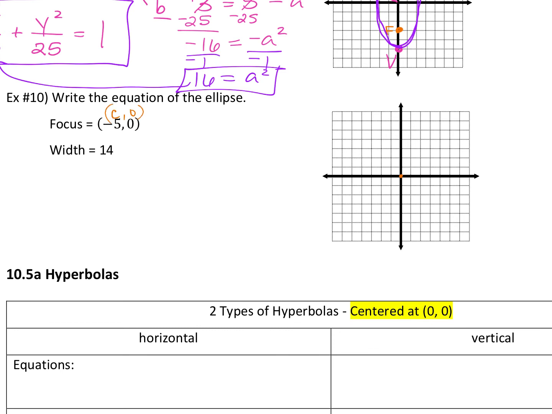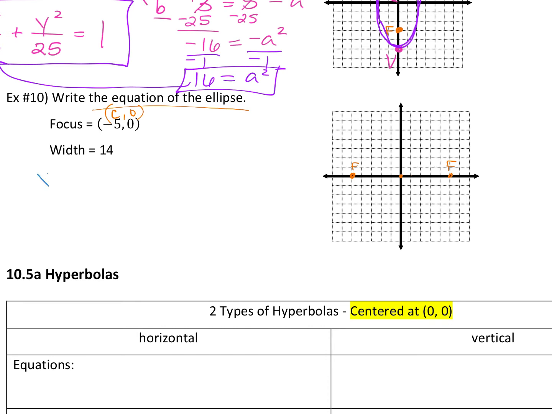So 5 or -5, it doesn't really matter what you plug in, because when you square it, it's going to become positive. So you can just plug in a 5. -5, 0, 1, 2, 3, 4, 5. Puts one focus here. 1, 2, 3, 4, 5. Another focus there. Okay. Again, you don't have to graph this. You just have to write the equation.